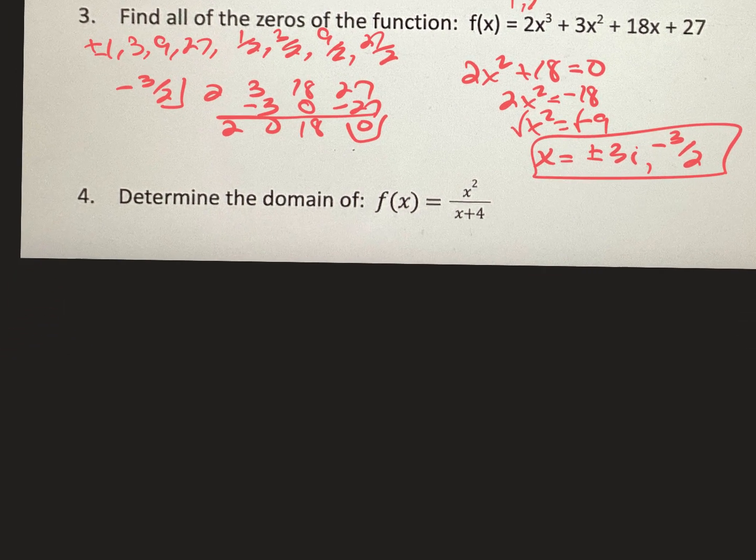Number 4, determine the domain. Remember when you do domain, the denominator cannot be 0. So I'm going to say all x such that x cannot equal negative 4. That's all you got to do. Domain, the bottom, the denominator cannot equal 0.